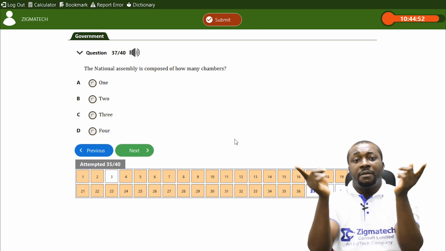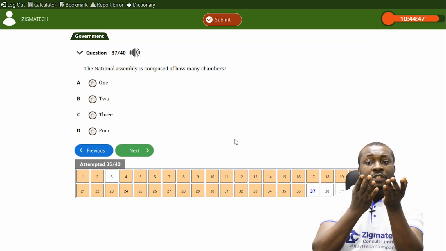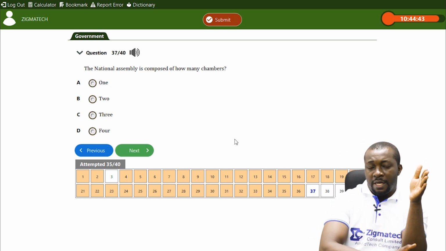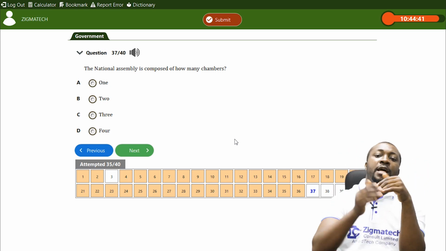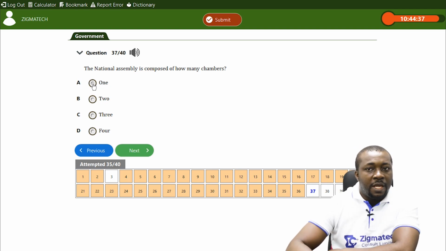National Assembly is divided into two. It's a bicameral legislature, so it has two chambers. The two chambers are the Senate and the House of Representatives. So it's not a unicameral legislature. A can be the answer. It's not three, it's not four. So it's two chambers, the Senate and the House of Representatives.